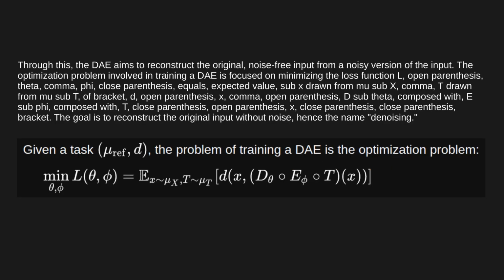Through this, the DAE aims to reconstruct the original, noise-free input from a noisy version of the input. The optimization problem involved in training a DAE is focused on minimizing the loss function L(θ, φ) = E_{x~μ_x, t~μ_t}[d(x, (d_θ ∘ e_φ ∘ t)(x))]. The goal is to reconstruct the original input without noise, hence the name denoising.